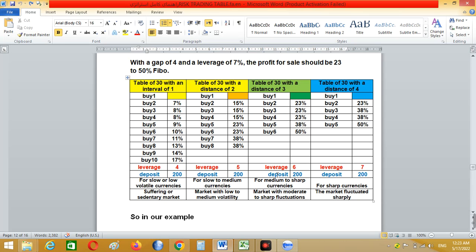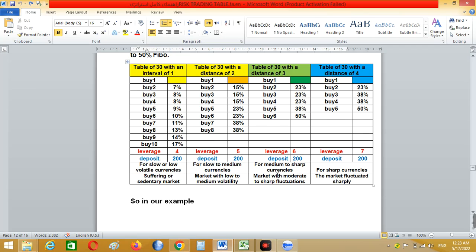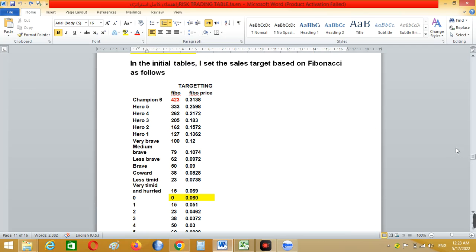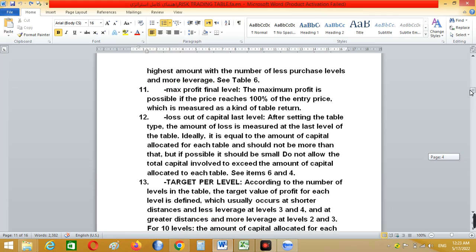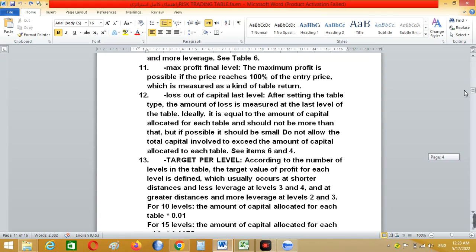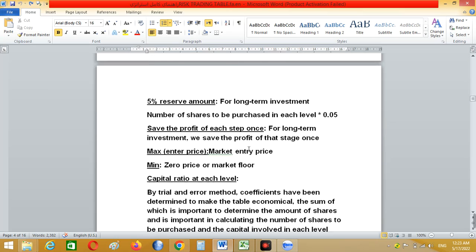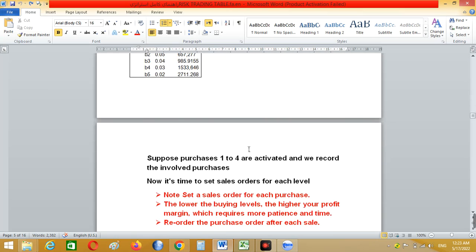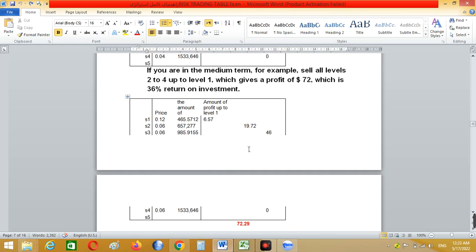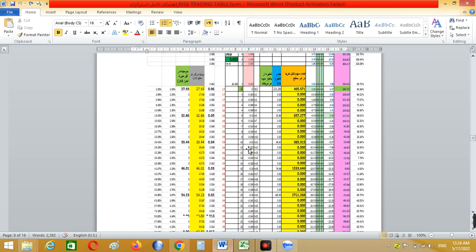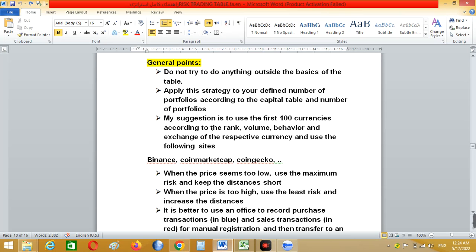So you will ask me which currency we can use. I suggest you use the top 100 currencies according to rank, volume, and behavior, and use sites such as CoinGecko, CoinMarketCap, and Binance.